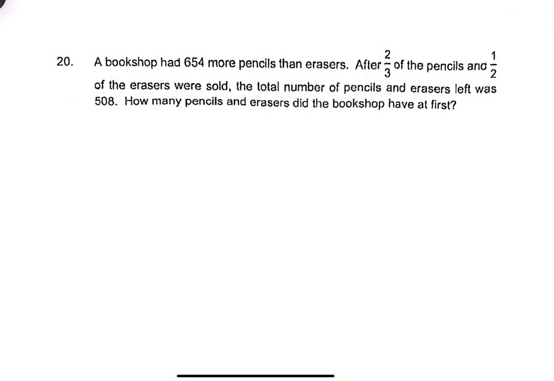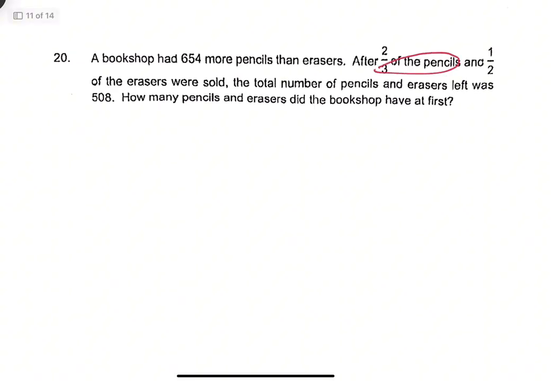Okay, so after 2/3 of the pencil and half of the eraser were sold. You see, the denominator is there's 3 units of pencil and there's 2 units of eraser. So the units for the one unit are not the same. Okay, so let's draw my pencil first. I have 3 units, and my erasers, there's 2 units. Okay, I'm not going to say that they are the same.